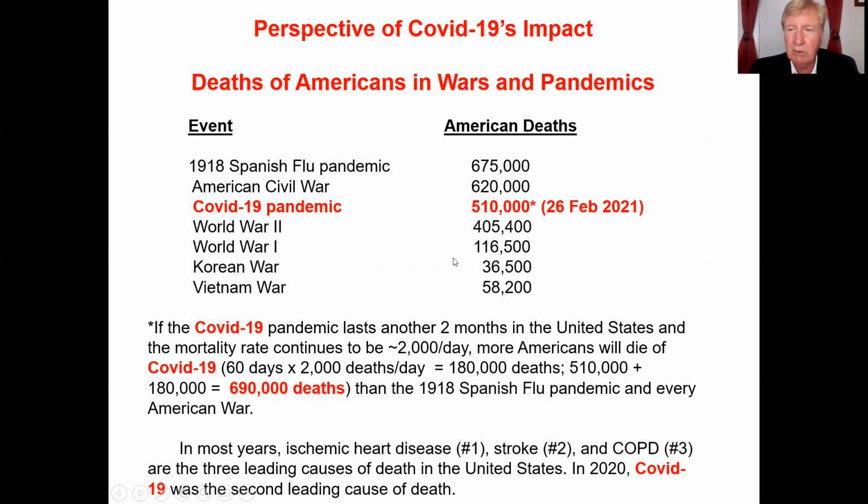And the number of deaths, even a conservative estimate, is going to be the most that we ever experienced. The Spanish flu was a terrible pandemic in 1918 that killed 675,000 Americans. The Civil War, 630,000. So this is going to be the worst. Now, most years, ischemic heart disease is the number one, stroke number two, and COVID number three, leading causes of death in the United States. In 2020, COVID-19 was the second leading cause of death, just behind heart disease.